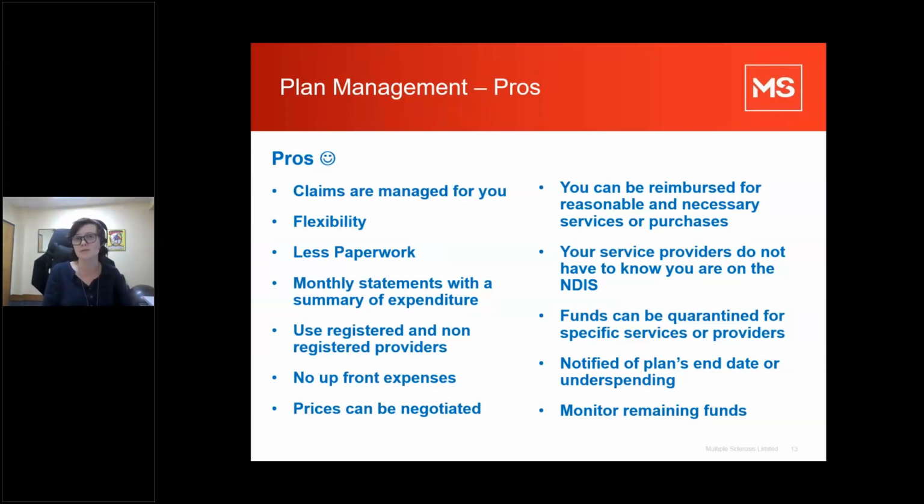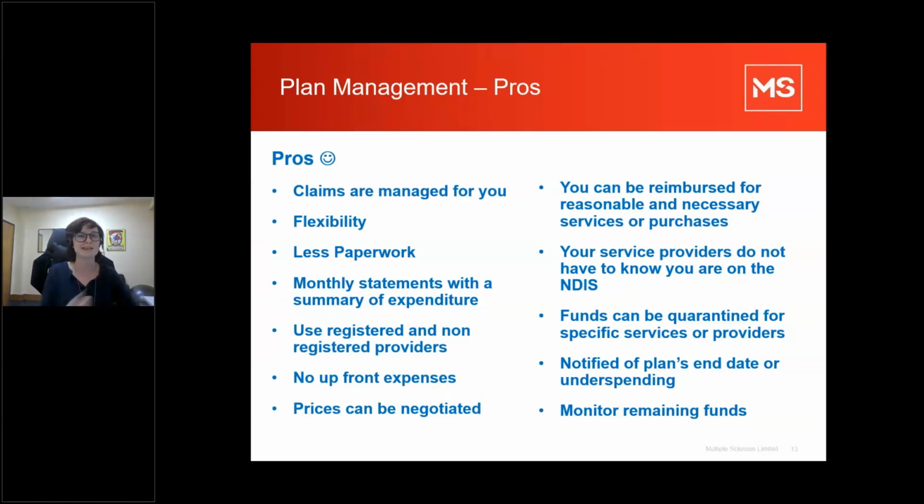But you can also be reimbursed. So you have the flexibility of purchasing something on your own with approval. I wouldn't just go out and buy the latest LG mop, although they are quite cool. Gain permission, make sure it is reasonable and necessary, confirm it with your plan manager, then purchase it, and then you can send the invoice to the plan manager.